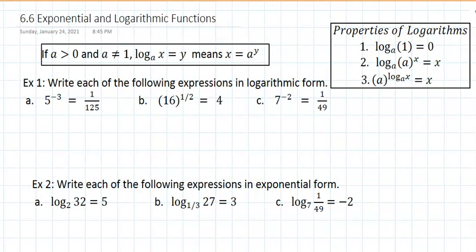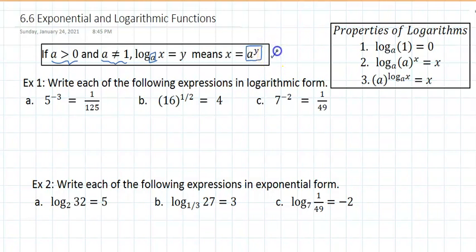Case 6.6 has no calculus. It's a review of exponentials and logarithmic functions. Definition goes, if a is bigger than 0 and a not equal to 1, then log base a of x equals y means that x equals a to the y. This definition is extremely important, something that is going to keep on coming up back and forth.